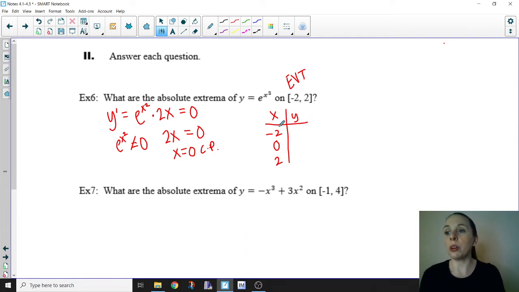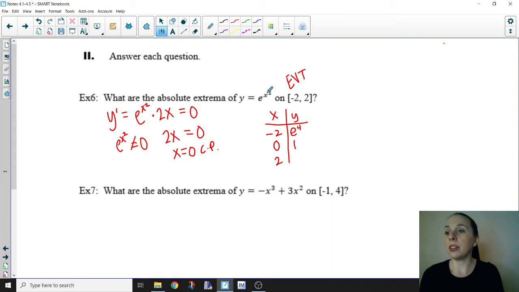Okay, so what do we do from here? Well, look at what this column is labeled. It's labeled y. So we are going to take these x coordinates and put them back into the original function. Like this. -2 squared is 4. And so the value I have here is e to the 4th power. I'm not going to grab a calculator and approximate what that is. e to the fourth power is good enough. Next, for x equals 0, 0 squared is 0, and e to the 0 is 1.